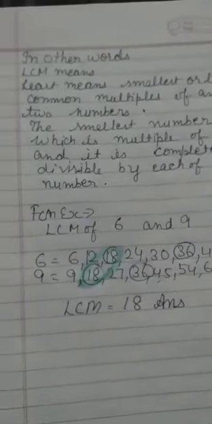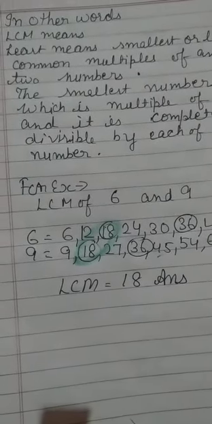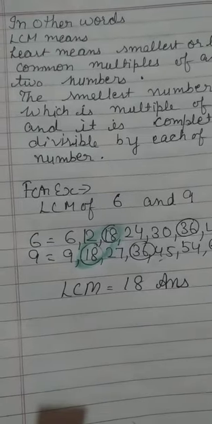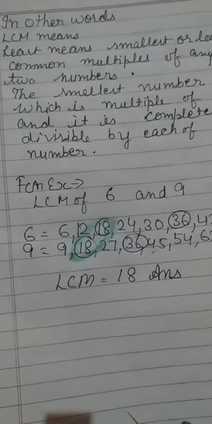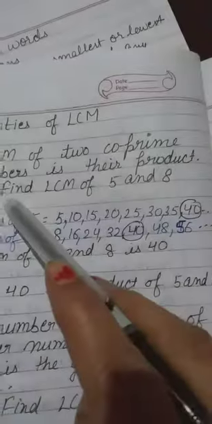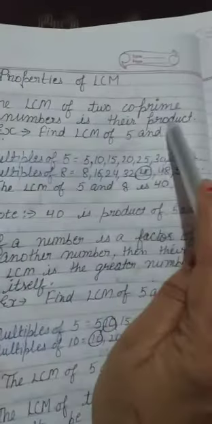Now we are going to learn the properties of LCM. There are three main properties of LCM. The first property is that the LCM of two co-prime numbers is their product.